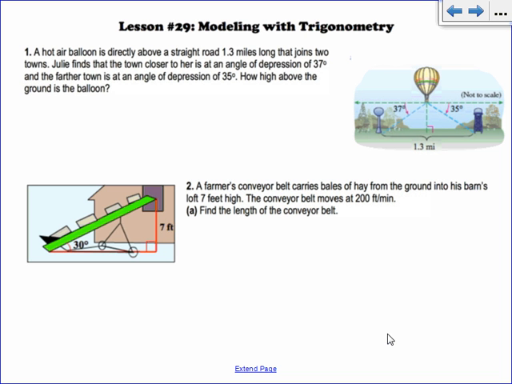So Julie's up here in the balloon, and she's looking down at these two towns, right? And we want to know how high this balloon is. So we want to know h, the height. Okay, so in order to find that, we can set up a couple different triangles. Okay, so down here, I'm going to put x, and I'm going to put 1.3 minus x.